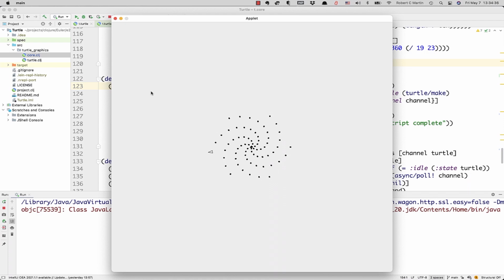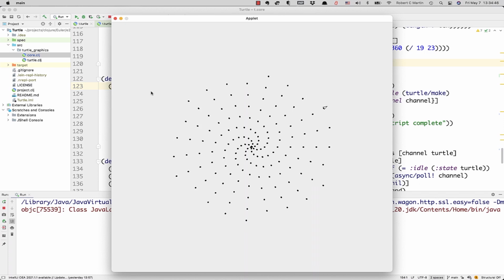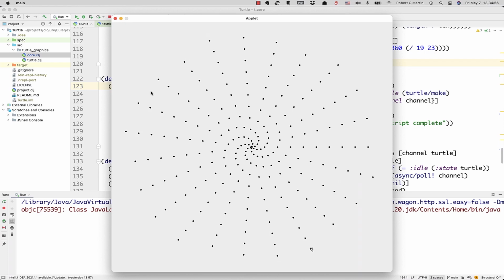Look at that. That's an interesting spiral, isn't it? Wow, that's so cool. It's a spiral, but wait. No, it's not. It's 23 lines, isn't it? It's 23 lines. It just kind of looks like a spiral.